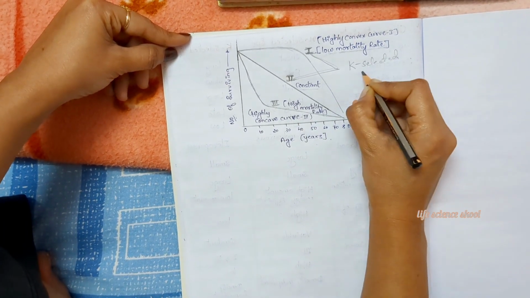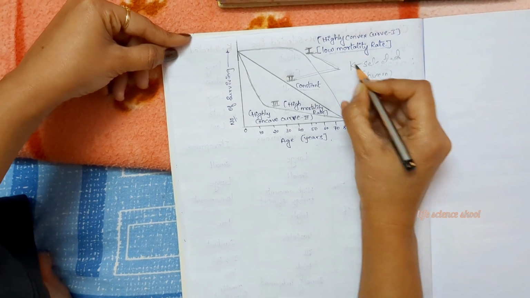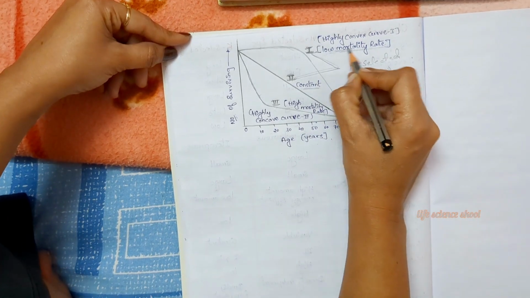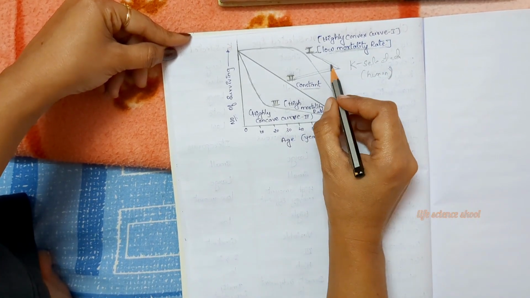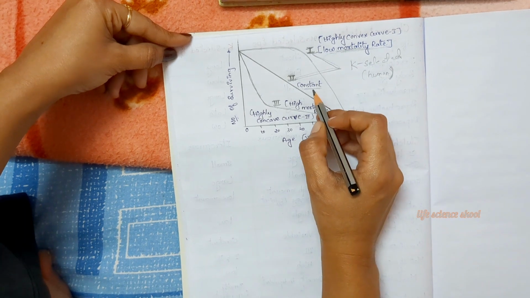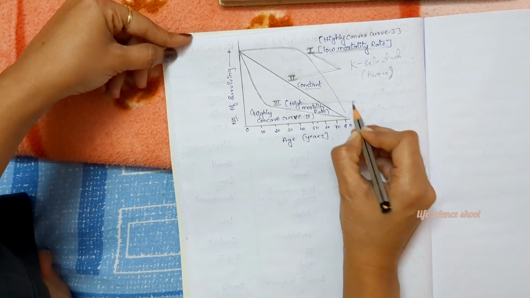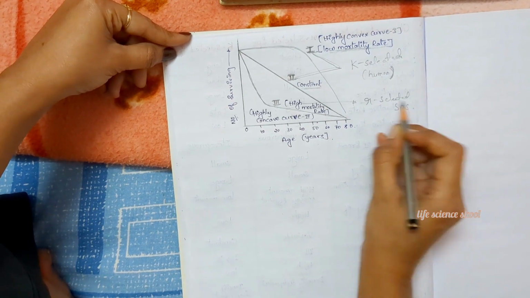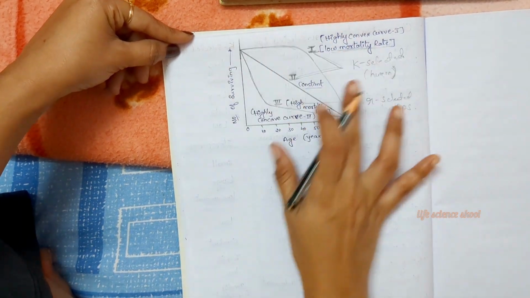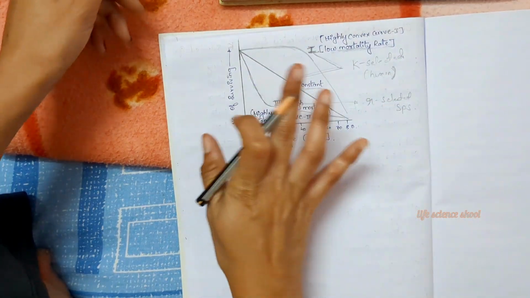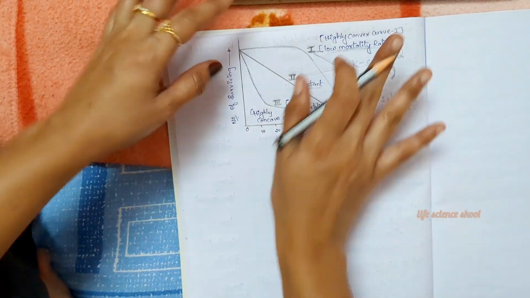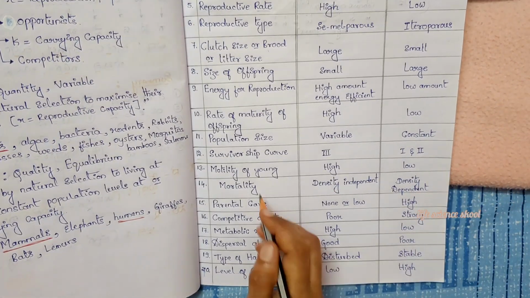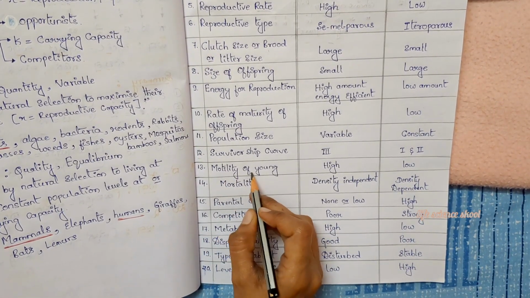If you remember, K-selected species, humans: low mortality rate and it is constant. When you look at the death rate in humans, it will always be a low mortality rate or it may be constant. Type three represents the r-selected species. If you want to understand thoroughly, you should go through this concept, the survivorship curve. Now, moving on to the next type.